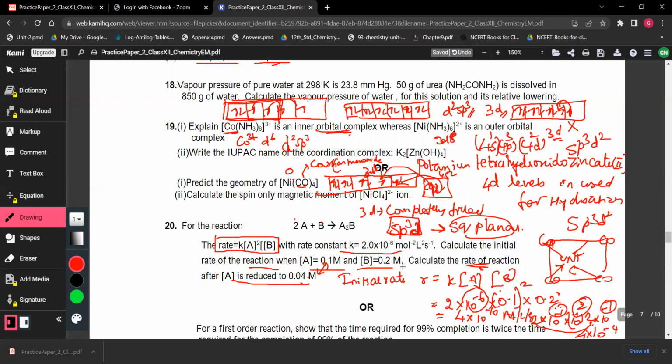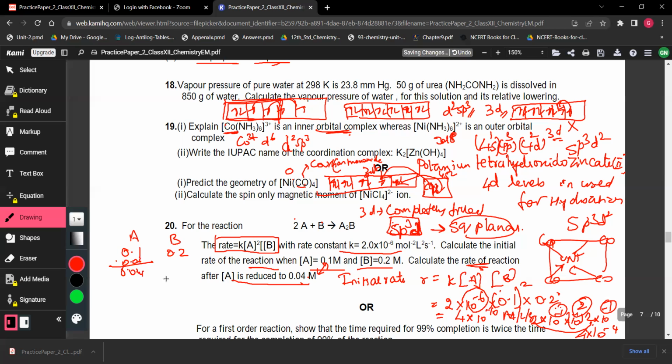Okay. Now next, another rate they are asking. So initially we are taking A and B like this: 0.1, and B is taken 0.2. But when A keeps on reacting and B keeps on reacting, they get reduced in concentration. So they are telling, when A concentration alone is 0.04, that means from 0.1, how much of A has reacted? 0.06 has reacted. Okay. So initially taken amount minus reacted amount, when you subtract, you get the remaining amount.